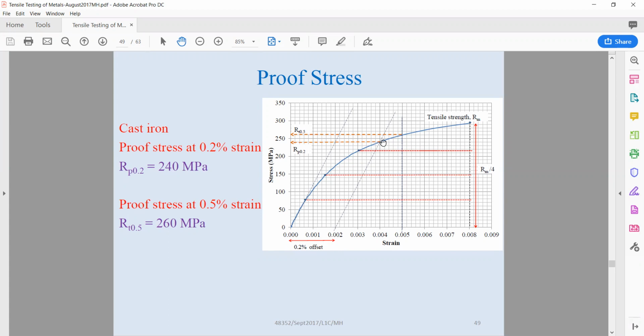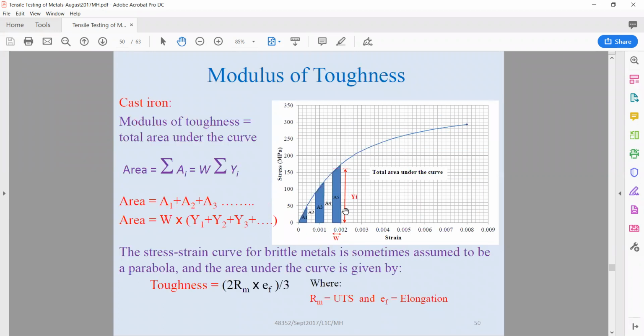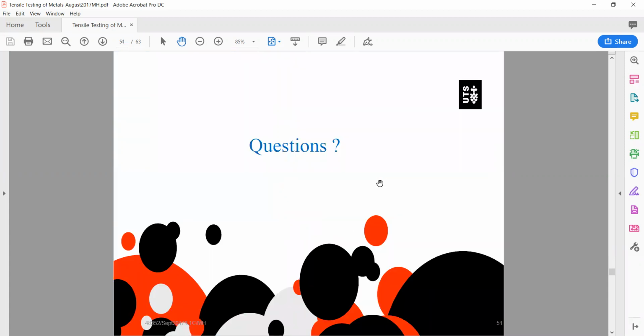Then you draw parallel to this line, and you catch this point, which is your proof stress at 0.2 strain. You can also have a proof stress at 0.5 strain. At 0.5, you directly draw a straight line, not parallel to this line. For 0.5%, just straight, then you get 0.5% strain. But the 0.2% one is parallel to the secant modulus line. Modulus of toughness is the area. You just calculate the total area, which gives you the modulus of toughness of the sample.